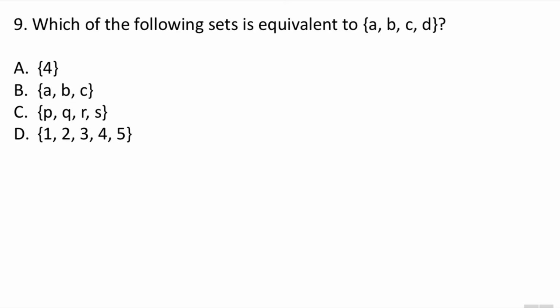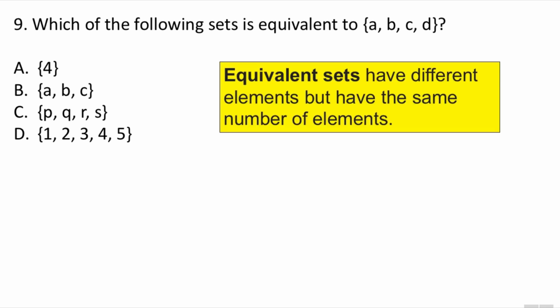So which of the following sets is equivalent to {A, B, C, D}? We first need to understand what we mean by equivalent sets, guys. Equivalent sets have different elements, but they have the same number of elements, okay? So if we look at the number of elements in this set, that's 1, 2, 3, 4. So a set that is equivalent to this set must have exactly the same number of elements. So in our answer options, we are looking for a set that has exactly 4 elements.